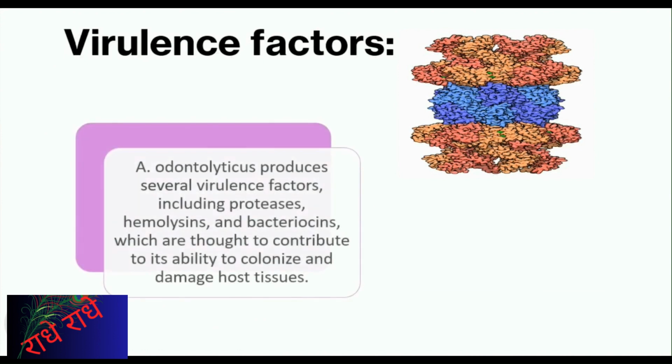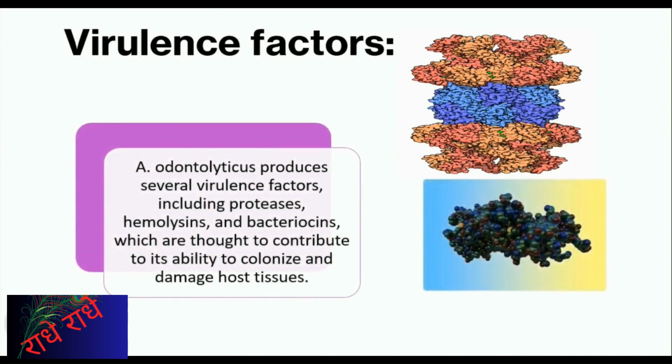Odontolyticus is known to produce a range of virulence factors including proteases, hemolysins, and bacteriocins that facilitate its colonization by causing harm to host tissues. Proteases catalyze the breakdown of proteins. Hemolysins cause lysis of red blood cells, while bacteriocins are molecules that inhibit growth of other bacteria. It is believed that these diverse virulence factors act synergistically to increase the pathogenic potential of odontolyticus.